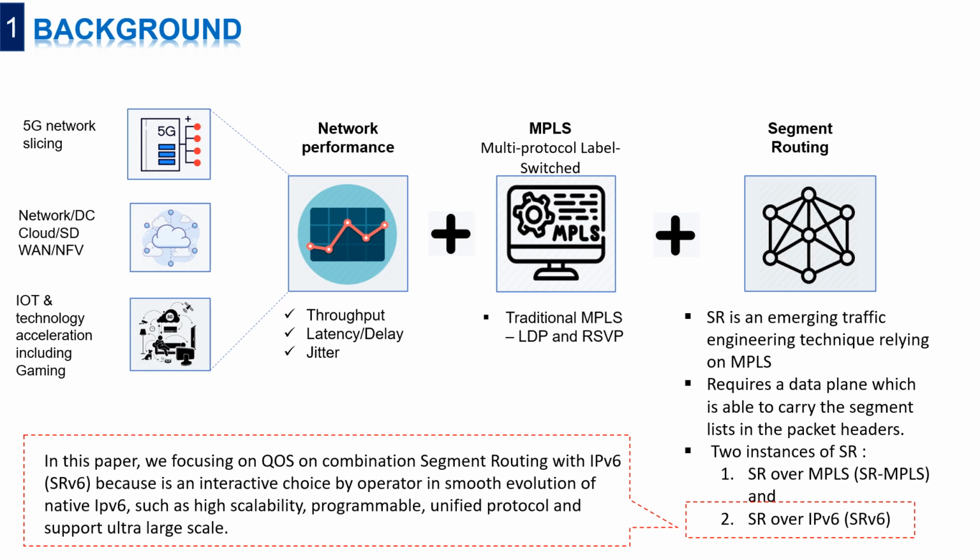With the coming of MPLS, Multiprotocol Label Switching, which is nowadays the best performance that we require is segment routing in MPLS, an emerging traffic engineering technique relying on MPLS. We have two mechanisms, SR-MPLS and SR-IPv6. In this paper, we are focusing on the QoS of the combination of segment routing with IPv6, namely SRv6.